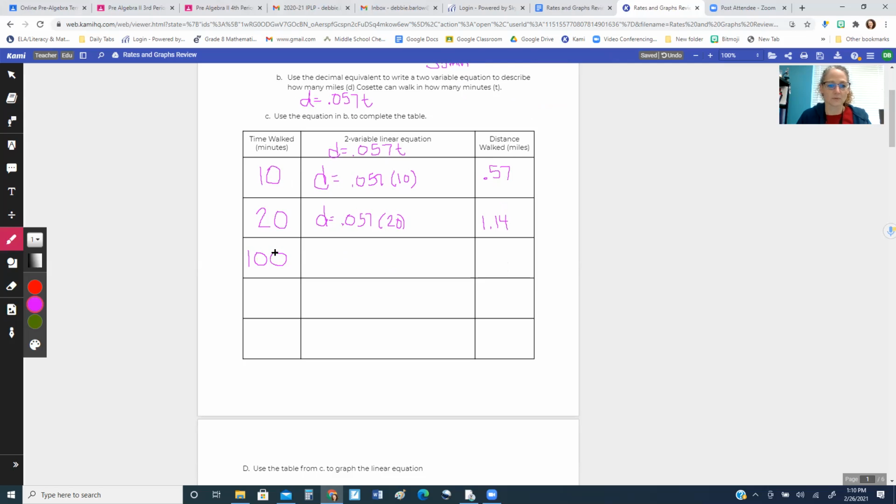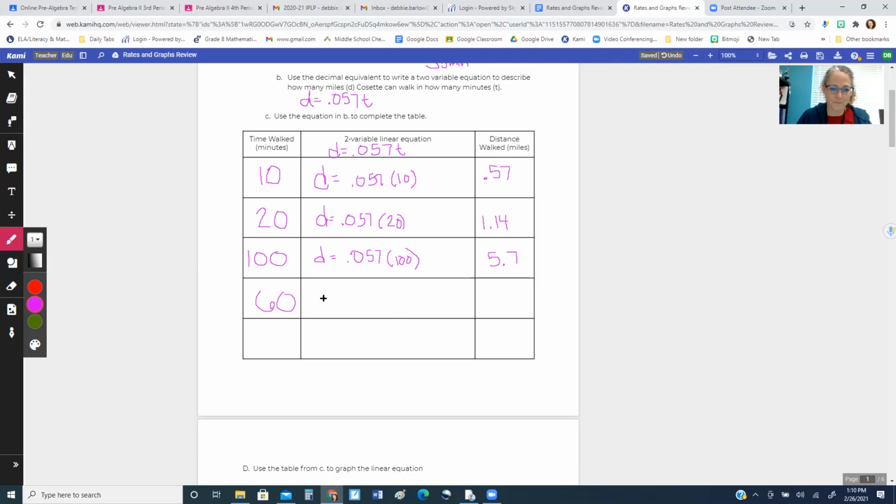Go, Cosette, go. The distance is going to be 0.057 times 100. Okay, well, 0.057 times 100 is just 5.7. So after 100 minutes, she'll go 5.7 miles. What about after an hour?